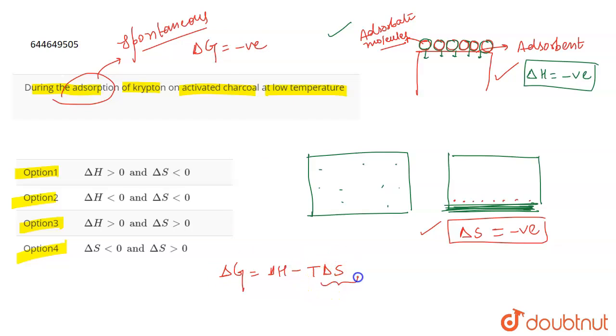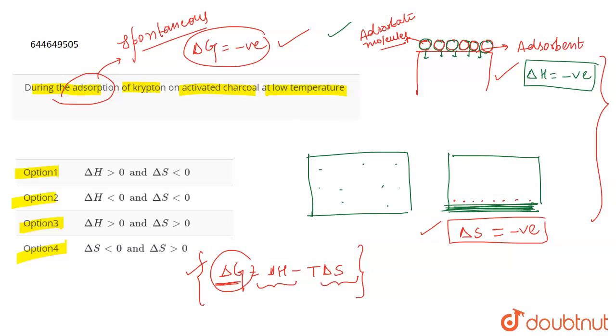So delta S is negative because randomness is decreasing, and delta G can be negative only if delta H is negative, because we need an overall answer of delta G equal to negative. So you can either do it from this approach, from the delta G approach, from the Gibbs free energy approach, or you can simply understand by the delta H and delta S concept.